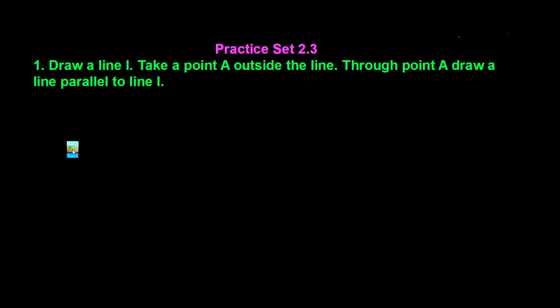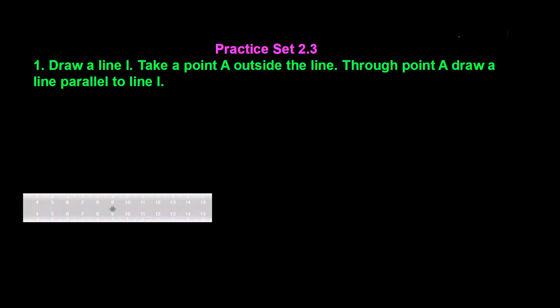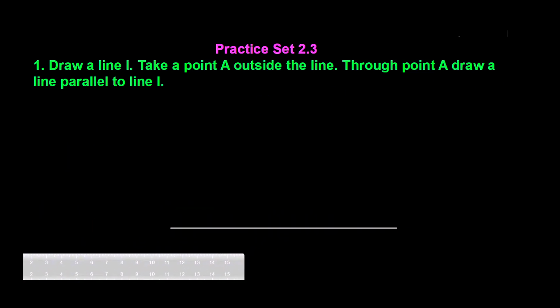With the help of a ruler, first we draw line L. This one is the line L. Show the arrow at both the ends. Give the name of the line, L. Take point A outside the line. This one is the point A.